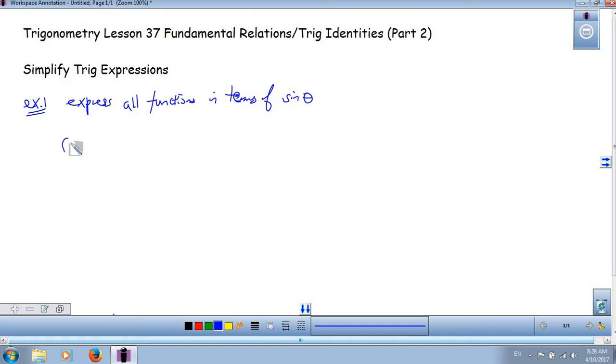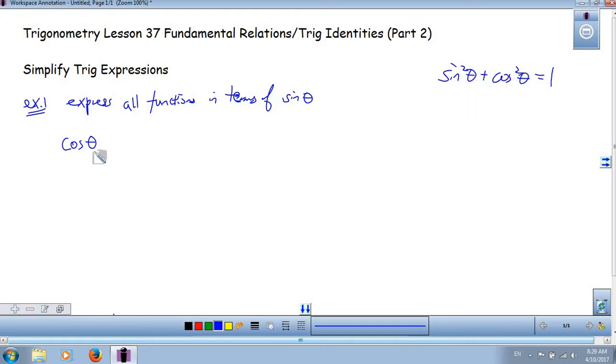Alright, so first of all, let's start with cosine theta. How do I express cosine theta using sine theta? Is there any relationship between cosine and sine? Well, remember there's something called the Pythagorean identity. The Pythagorean identity is sine squared theta plus what? Cosine squared theta equal to 1. So this is the fundamental relation between sine and cosine. Always remember that sine squared theta plus cosine squared theta equals 1.